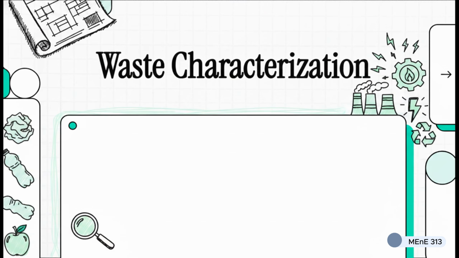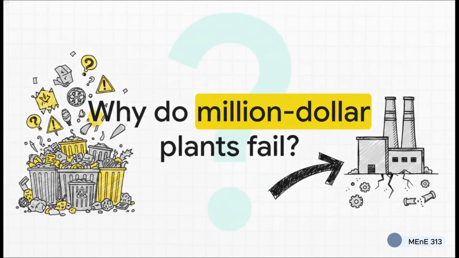Let's get into it. So let's just jump right in with a massive question for you, my future colleagues. Why exactly do million-dollar waste-to-energy plants fail? Well, surprisingly, it's usually not because the core science of combustion or digestion is wrong. It's almost always because of the feedstock. You see, unknown waste isn't just trash. It is a massive financial and environmental risk that's just waiting to happen.